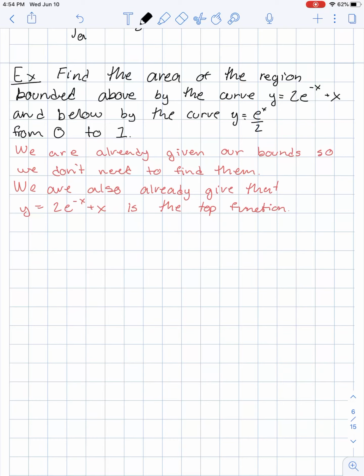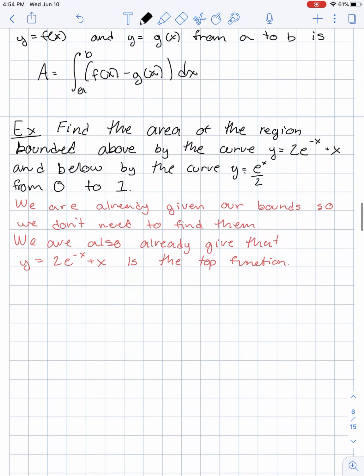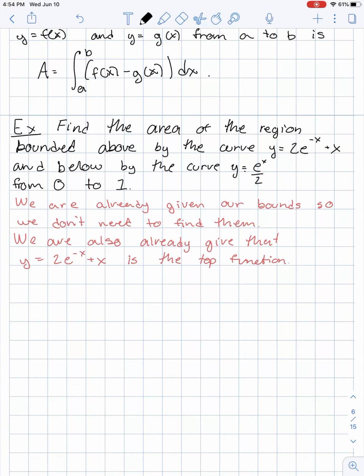We're also already given that 2e to the negative x plus x is our top function. So I kind of just need to plug and chug into this equation up here and then work my integration magic, and we should be good. So that means that the area between them is going to be the integral from 0 to 1 of my top function minus bottom function. That's another way we can write it.